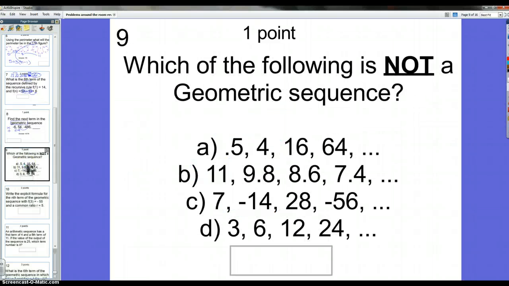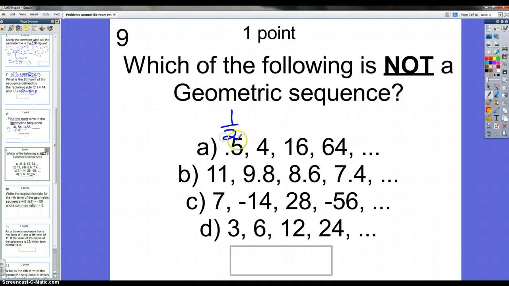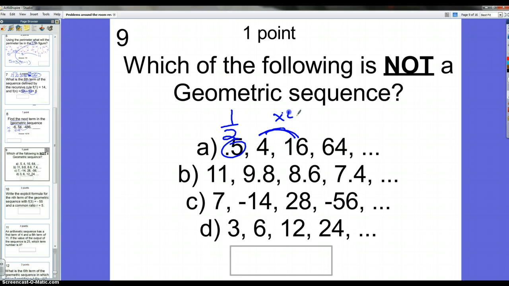Which of the following is not geometric? So the first one, this is actually 1/2, right? 0.5 is the same as a half. So right here, I know to get from 4 to 16 is timesing by 4. And if I check that on these other two, it turns out that one is timesing by 4, so that one works.